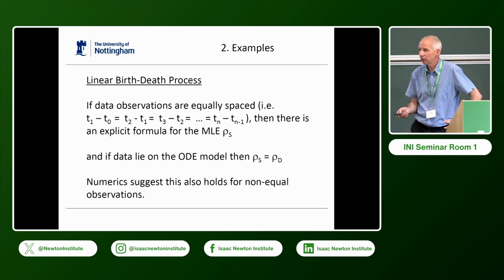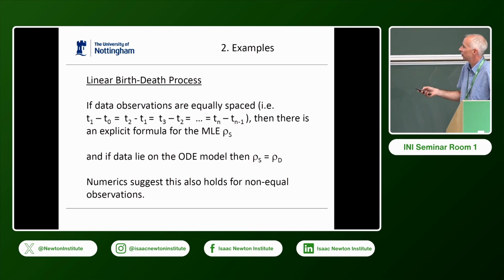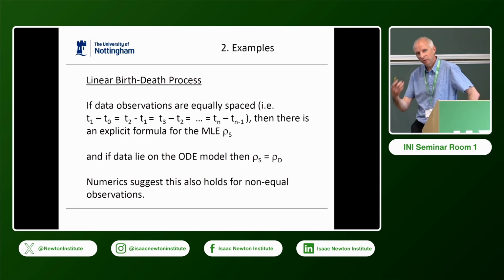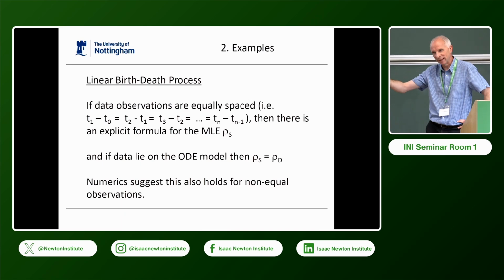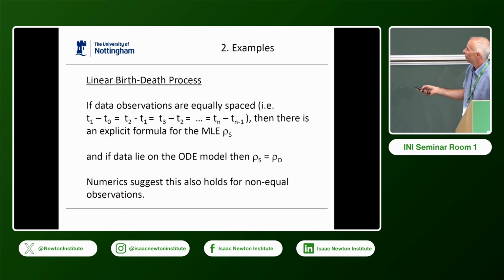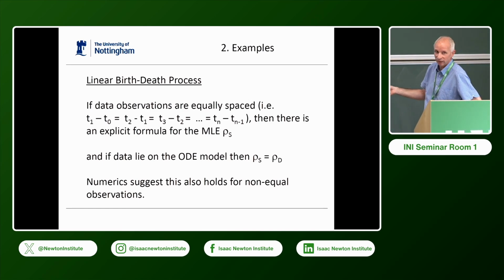If the observations are equally spaced, which is a special case that in infectious diseases may not be that unrealistic, like weekly data on cases, for example, then if you look in Niels Keiding's paper in Annals of Statistics in 1975, you'll find an explicit formula for this rho, which is like the growth rate lambda minus mu for the stochastic model. I can also show that if the data lie on the ODE model, then again you have this agreement. What I can't yet prove, but hope is true, is that this also holds for non-equally spaced observations. Technically it looks like a bit of a nightmare, but we'll see.